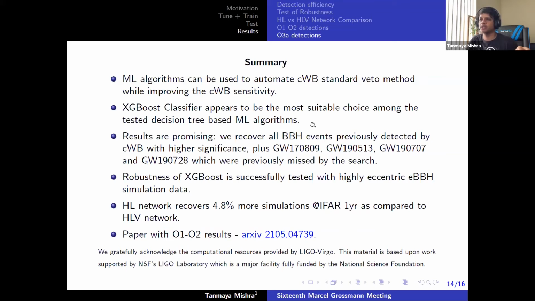XGBoost is robust in the sense that it can detect signals that do not lie in the training simulation set. The 2 detector network appears to be more favorable than the 3 detector network, even after using machine learning. And more details about O1, O2 results can be found in the paper here. And thank you, and I'll be happy to take any questions.